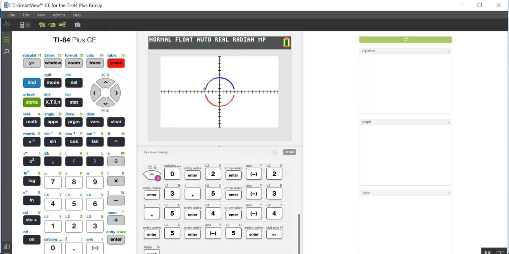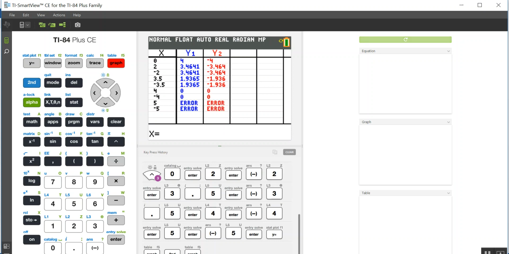And you'll notice it actually had to do the two parts. This is the positive square root part. The red is the negative square root part. And I have to do that on this calculator because it will only graph functions, and a circle is not a function. And next thing I want to do is go to the table and get a few additional points.